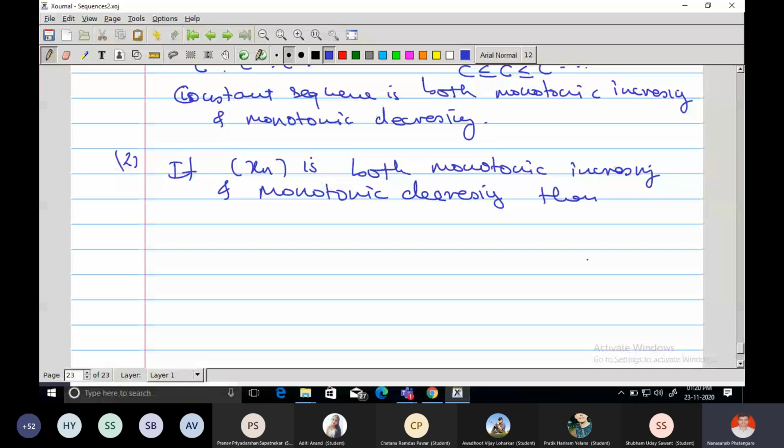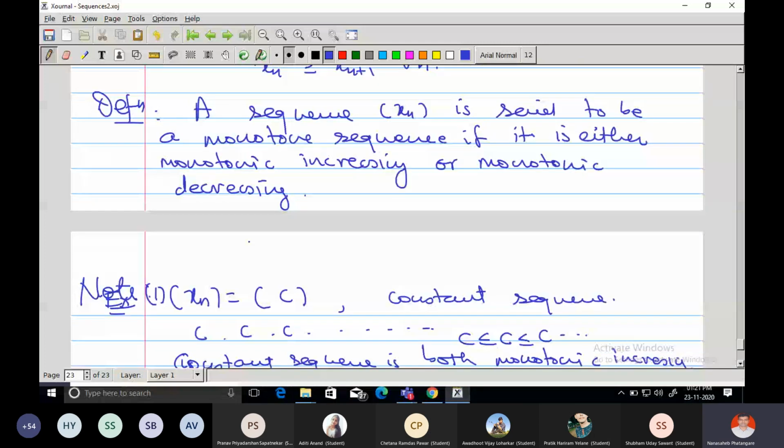Is it constant? Yes, sir. Then xn must be constant, because you are saying that x1 is less than or equal to x2 and x2 is less than or equal to x1. Then x1 is equal to x2, right? So same thing for x2, x3 and so on. So xn is constant, right? Okay, so definitions clear.